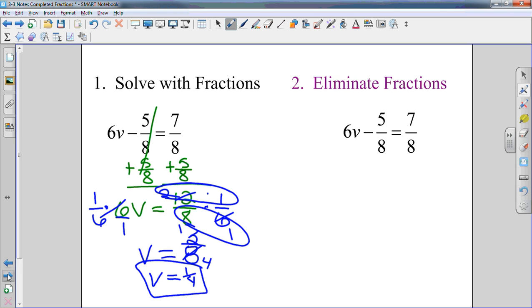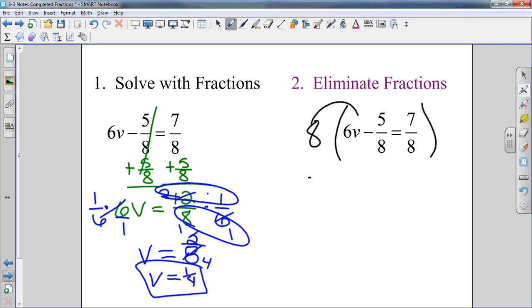Remember, when I eliminate fractions, I'm not going to write this in again, but I'm going to tell you. The first thing I'm going to do is multiply the entire equation by the least common denominator. Well, in this case, they're both 8 again, right? Yeah. So I'm going to multiply the whole thing by 8.